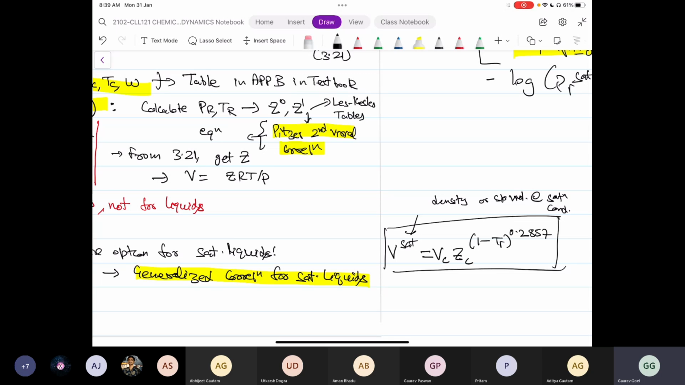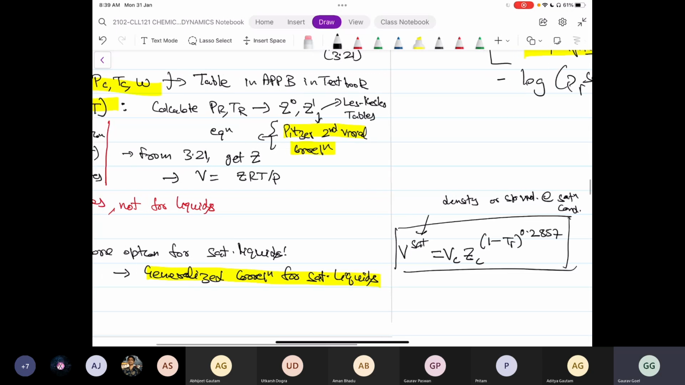Other options to get the saturated liquid density are accurate equations of state. For example, Peng-Robinson is very accurate for the liquid state. Benedict-Webb-Rubin, BWR, is very well tested for hydrocarbons, the liquid state of hydrocarbons, so it is used a lot by the oil and natural gas industry. So this is an analytical equation. And beyond that, if you want to go further to subcooled liquids, again, it is discussed in the lectures.